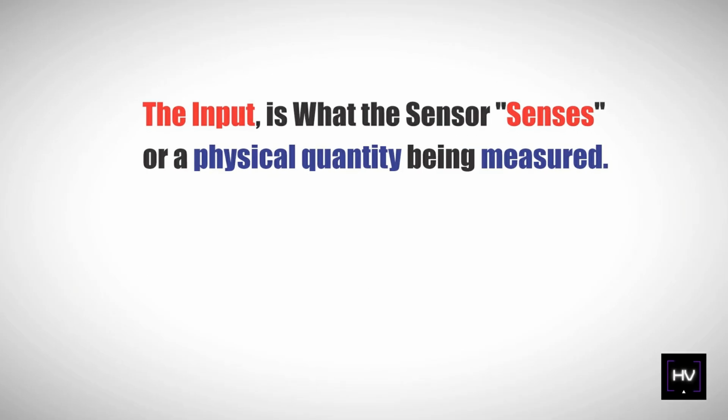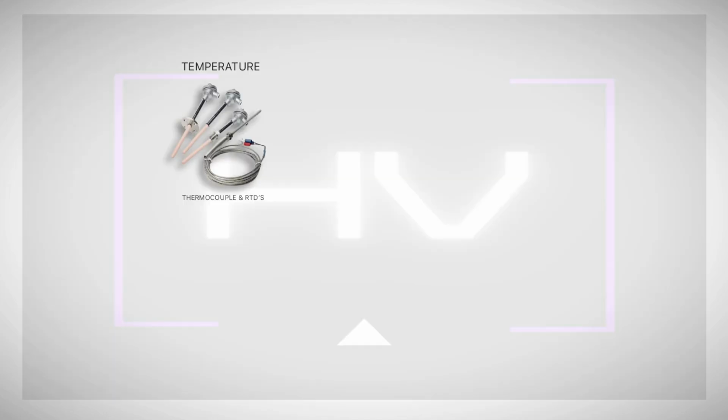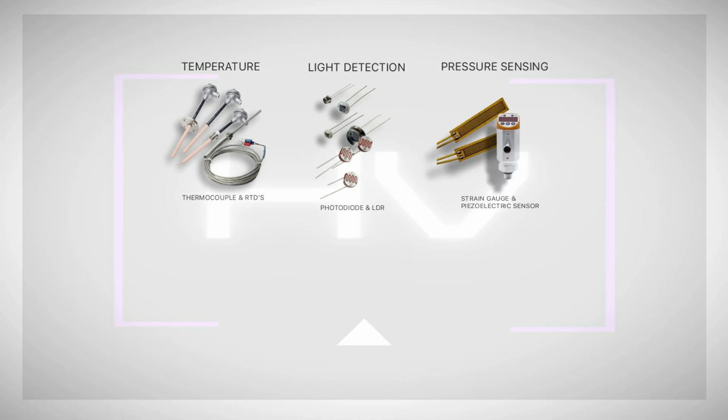The input is what the sensor senses, or a physical quantity being measured. It can be temperature. Thermocouples and RTDs are examples of sensors that can detect temperature. Light detection: photodiodes and LDRs, or light-dependent resistors, are commonly used sensors. Pressure: strain gauges and piezoelectric sensors can measure pressure.